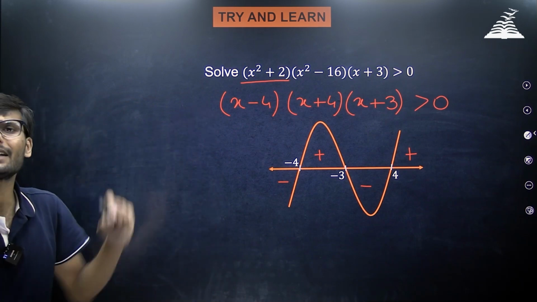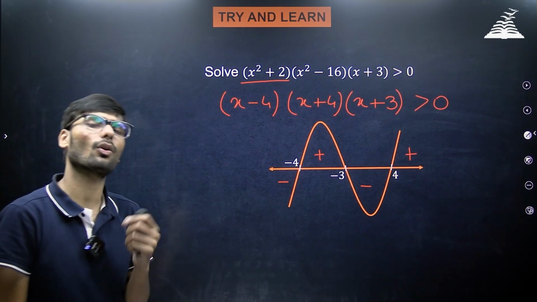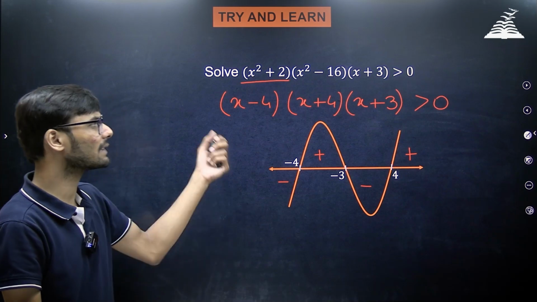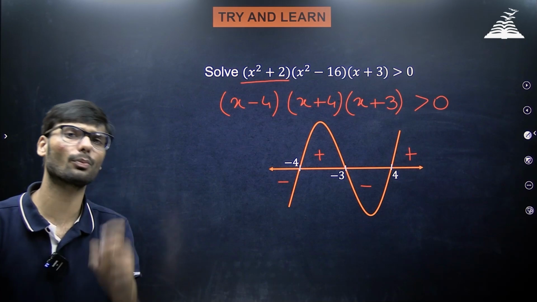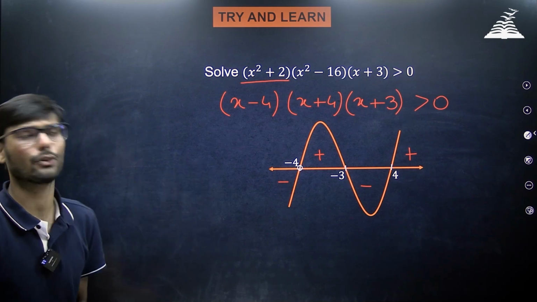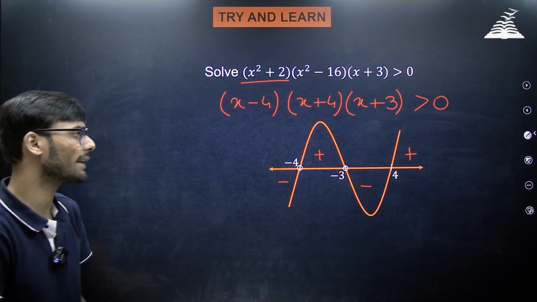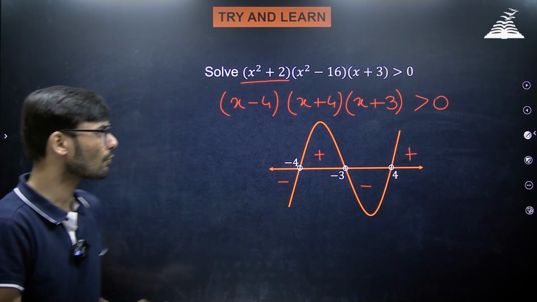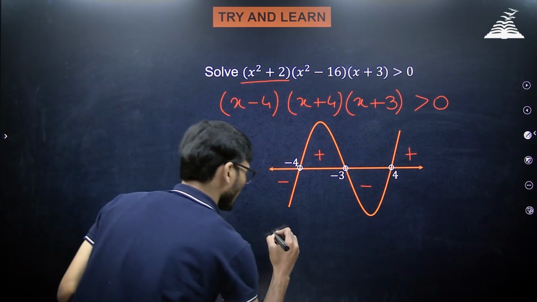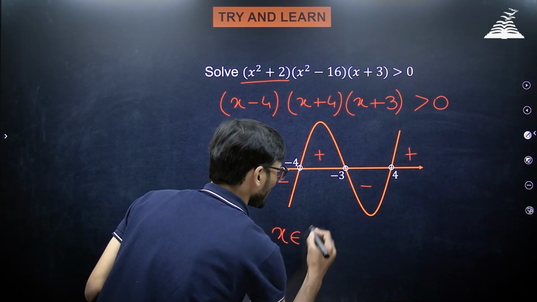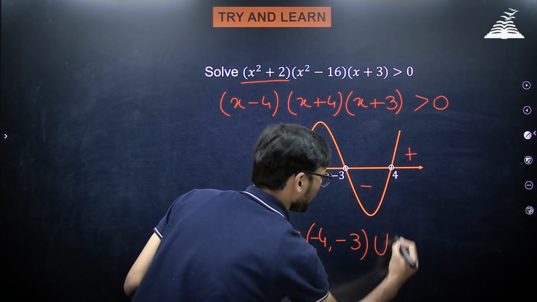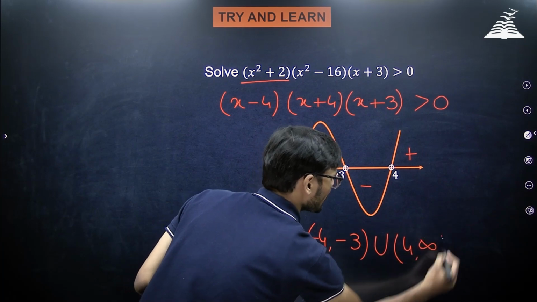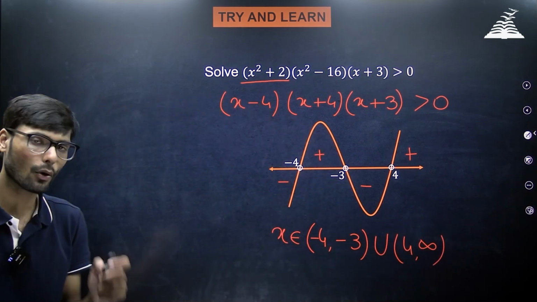Now, we can't include minus 4, minus 3 or 4 in our answer. Why? Because that will make the expression 0. We don't want it to be 0. We want it to be strictly positive. So we are going to put hollow circles at minus 4, minus 3 as well as 4. Right? So what will be our answer? We will pick positive regions but won't include the endpoints. So minus 4 to minus 3 union 4 to infinity. That is our answer. I hope that's clear.